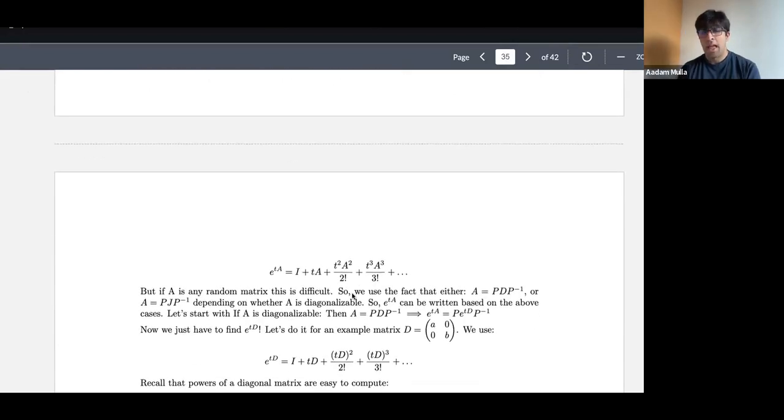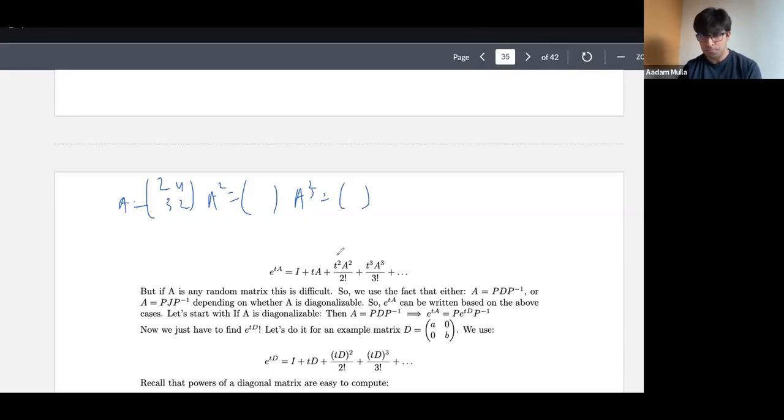Okay. However, this is impossible. This is not nice to calculate, right? If A is some random matrix, right? A is 2, 4, 3, 2. Then a squared is going to be more calculation. Then a cubed is going to be more calculation. And then these are going to continue. This sequence is not guaranteed to converge, right? Actually, I guess it does. It's guaranteed to converge, but it's hard to compute, right?